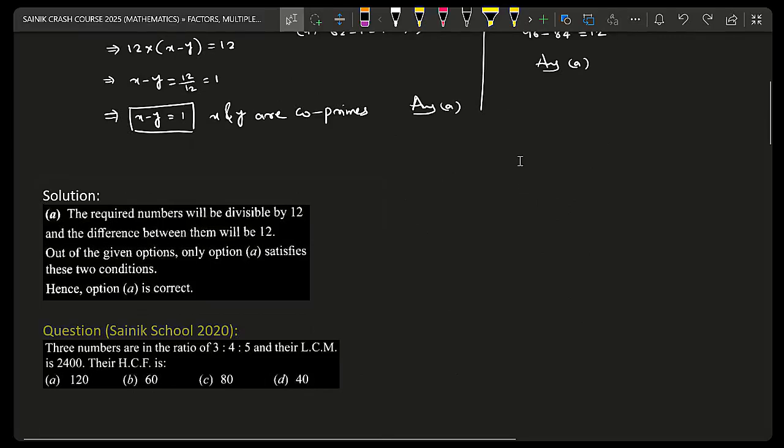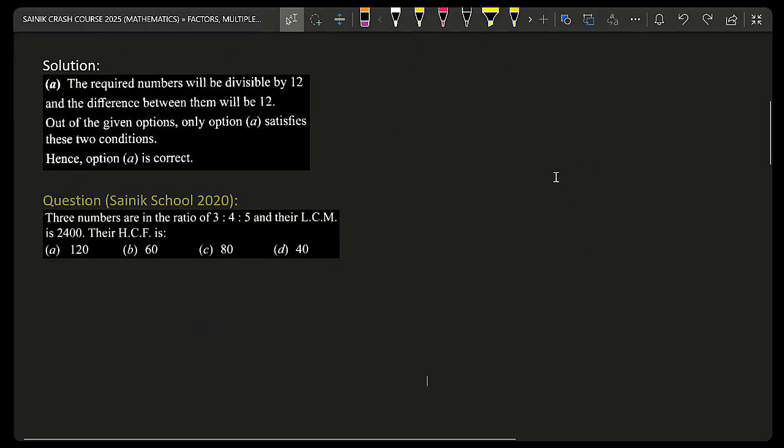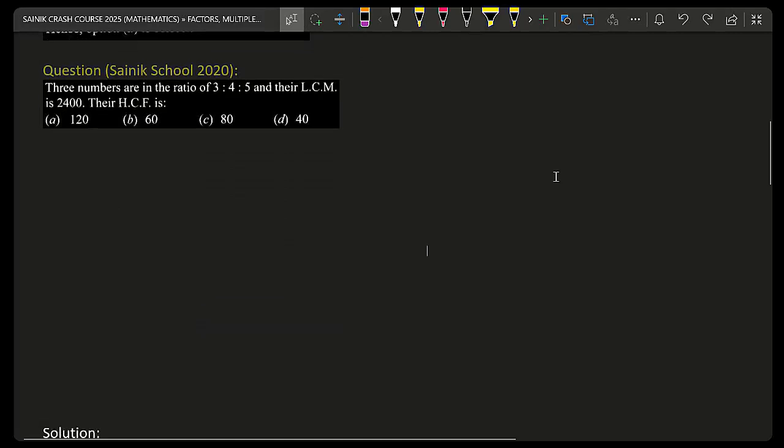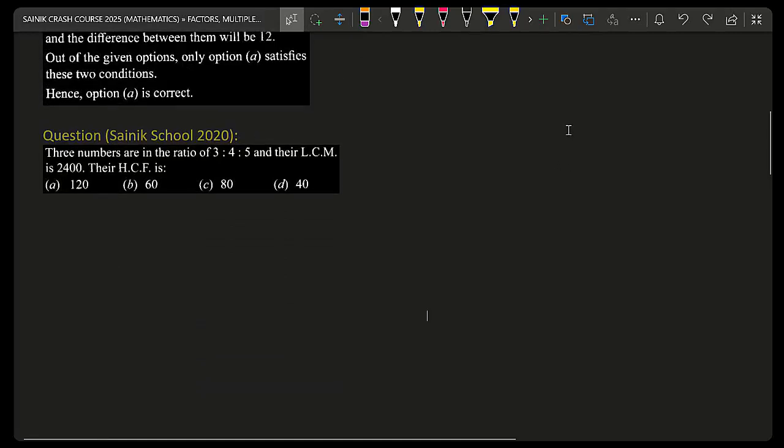The next question is: three numbers are in the ratio 3 is to 4 is to 5 and their LCM is 2400. Find their HCF. The ratio of the numbers is given, their LCM is given, and we should find their HCF. Manaswini, if you can explain, you can continue. Sir, 3 is to 4 is to 5, we can say 3x, 4x, 5x.